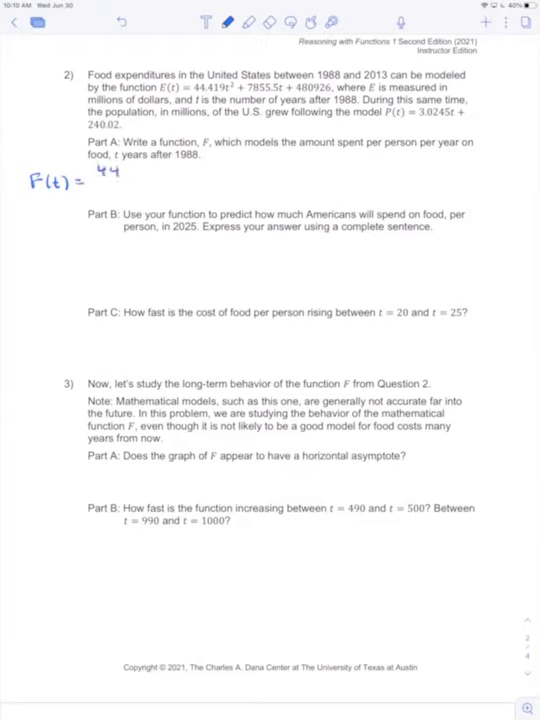So we get 44.419 t squared plus 7855.5 t plus 480926. That's the numerator. The denominator is going to be the function P, so we get 3.0245 t plus 240.02. Part B, use your function to predict how much Americans will spend on food per person in 2025.